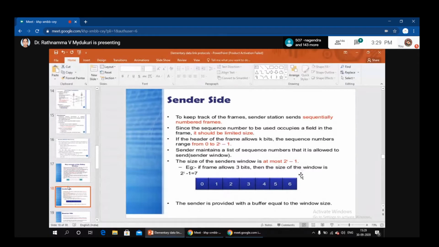For example, if a frame allows 3 bits, then the size of the window is 2 power 3 minus 1. 2 power 3 means 8, 8 minus 1 is 7: 1, 2, 3, 4, 5, 6, 7. The sender's window size is 7 when you are sending with 3 bits. Now the sender is provided with a buffer equal to the window size. If it requires some more frames, there will be buffer space where the sender will store the next frame.